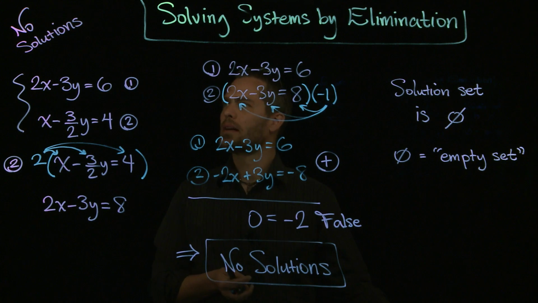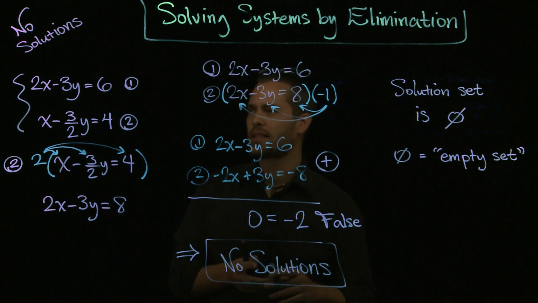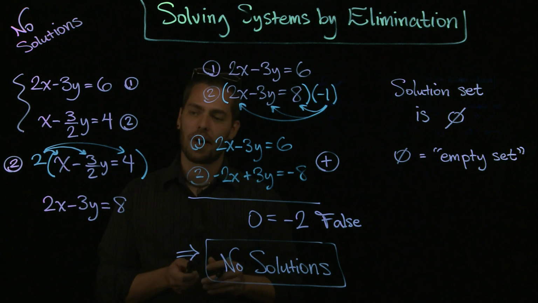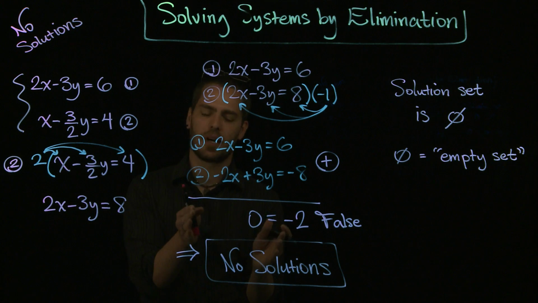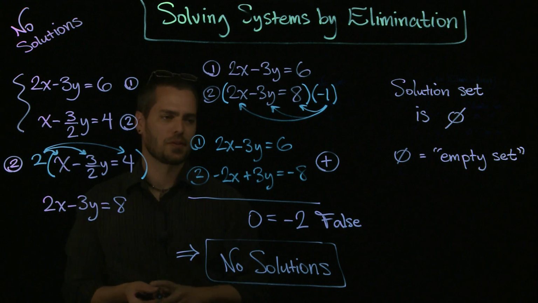So anything left about the no solution case? Oh, just what that means, kind of the general interpretation. It means that these two lines, if you were to graph them, are in fact parallel. So they never touch, meaning they never have a common point, and that's why there are no solutions to this system.